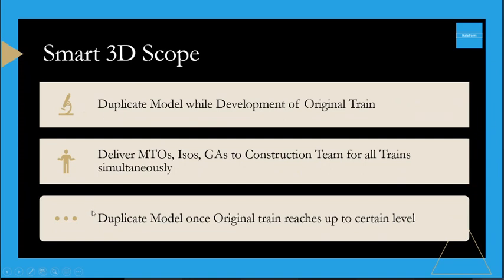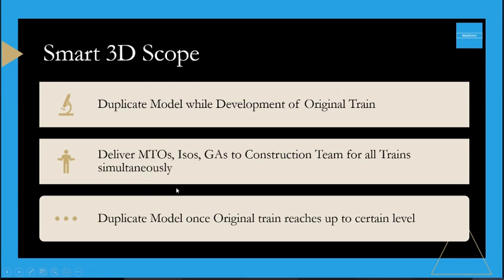But some EPCs try to buy time from them and tell them that we will work only on the original train for delivery purposes, and up to a certain level we'll first finish the original train, then we'll move on to duplicate trains. Let's say we'll finish up to 90%, and then we will do a duplication of the model.